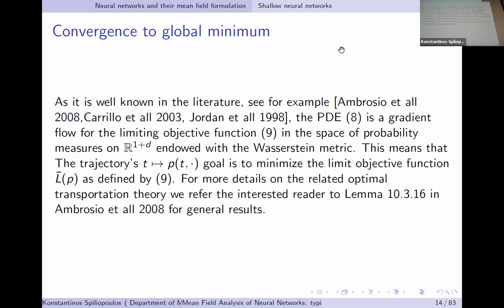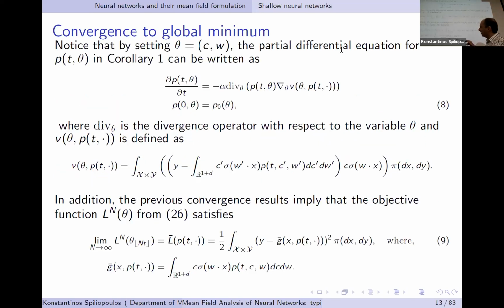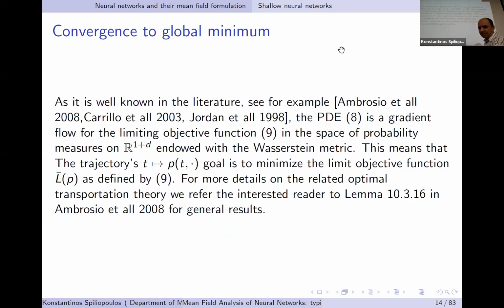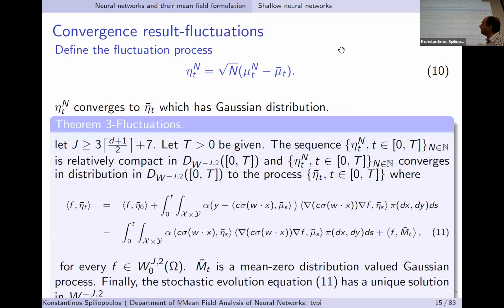Now, this means that you can also prove here, I haven't written it down, that the derivative of the limiting loss with respect to time is non-positive, so it's actually negative, which means that there is a tendency to go down, and indeed that is what happens. Okay, so there is a lot of theory behind this, so that is good news.